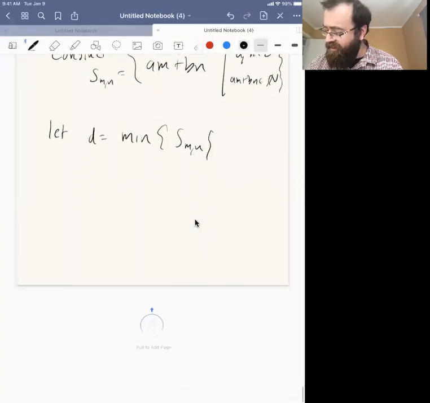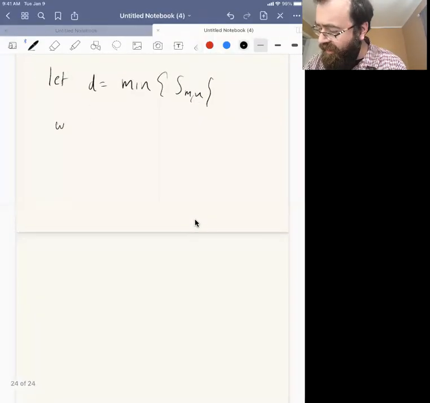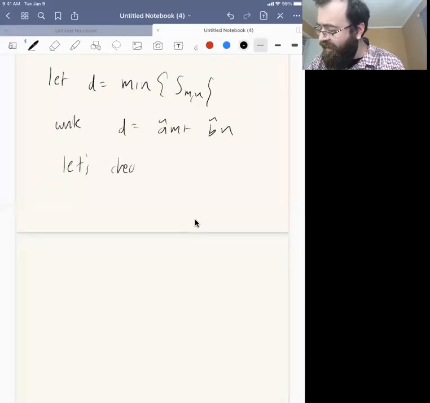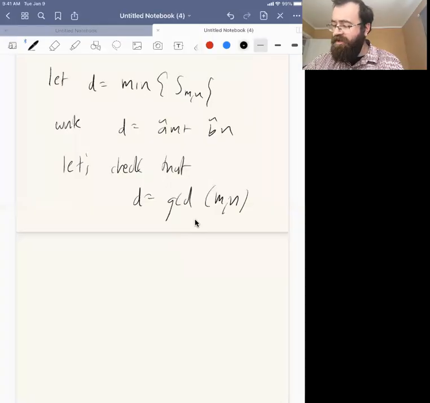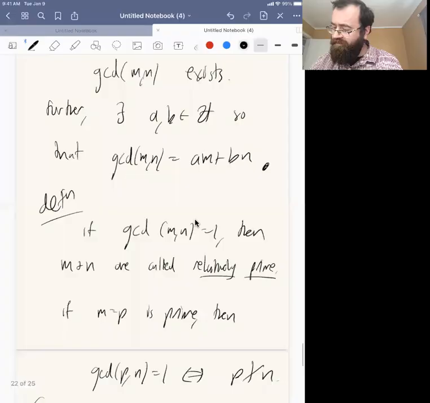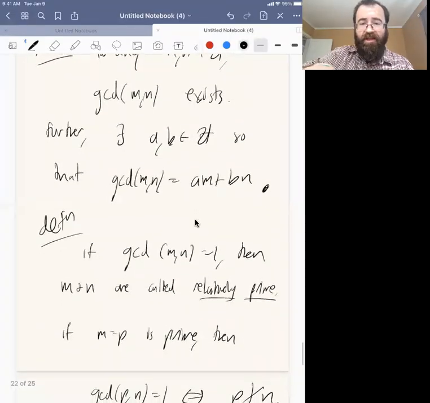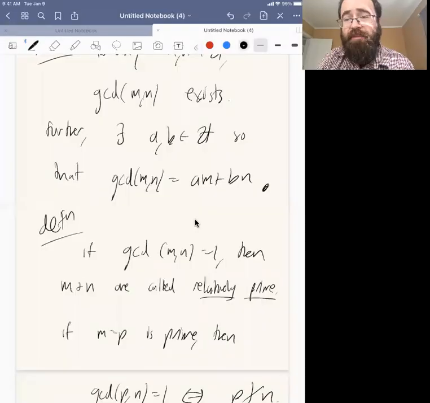So we're going to write D is A tilde M plus B tilde N. And let's check that D is the GCD of M and N. Okay, so this is a good proof because it kills two birds with one stone. We're going to prove the GCD exists by checking that this number satisfies both axioms of GCD, and then we will instantly obtain the other interesting fact, that the GCD is an integral linear combination of M and N.